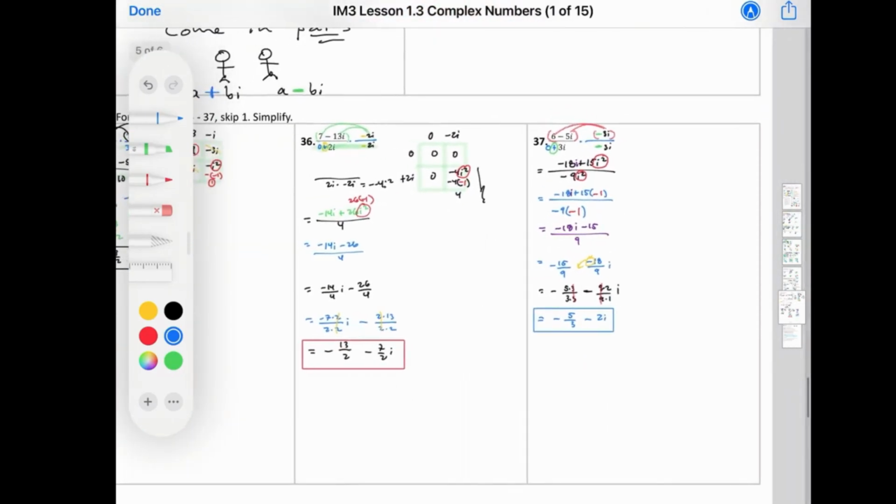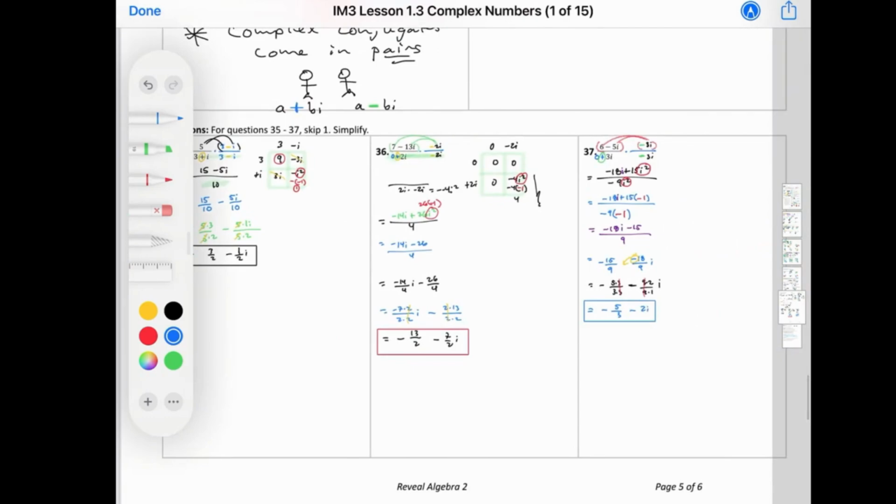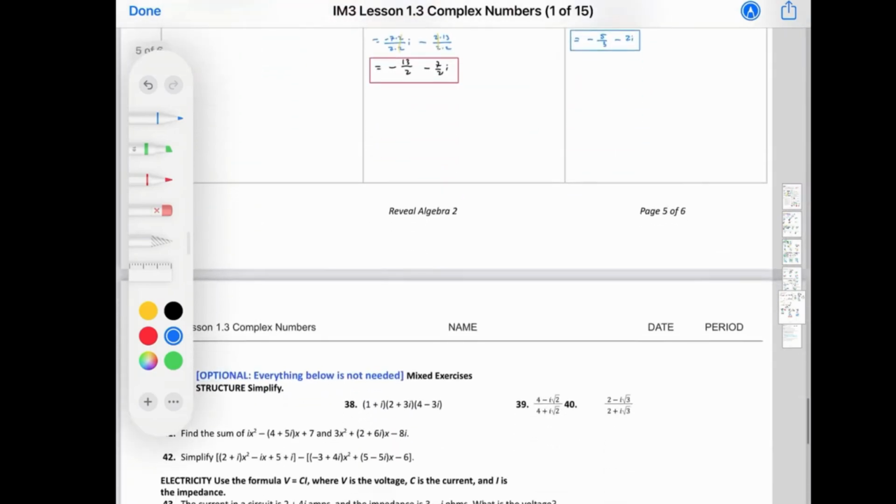All right, let's double check our answers just to make sure. 3 halves minus 1 half i, minus 13 over 2 minus 7 halves i, negative 5 thirds minus 2i. That's it, guys. And those you can skip, okay?